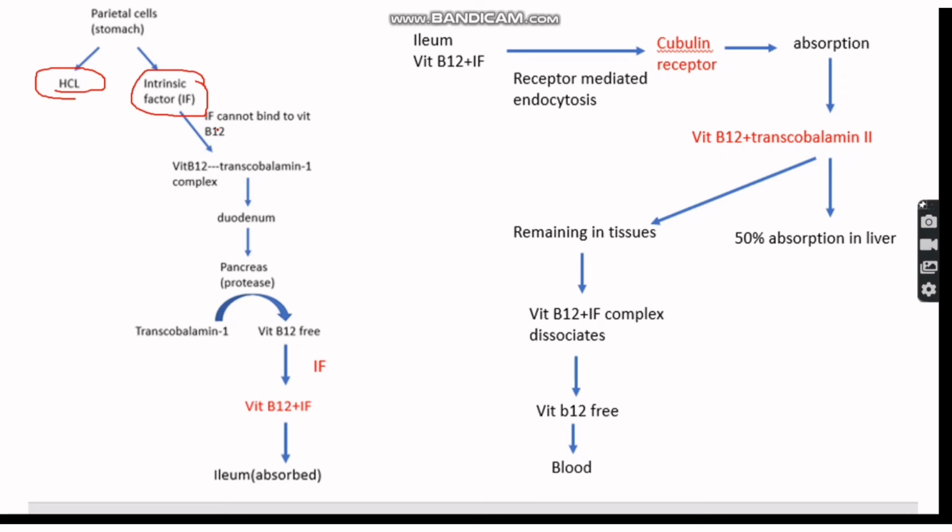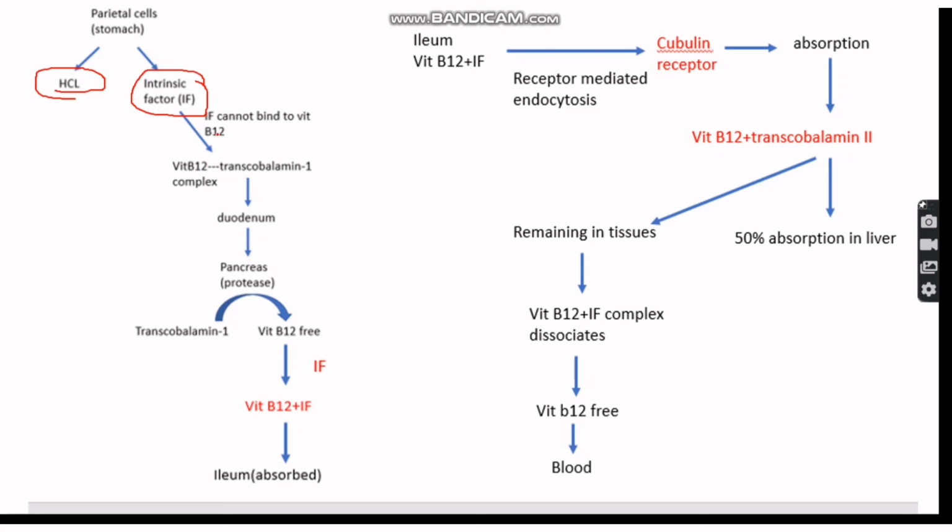So IF in the stomach cannot bind to vitamin B12. Why? Because vitamin B12 is already bound to this carrier protein. So with this complex, IF will also enter the duodenum. Both IF and the vitamin B12 and transcobalamin 1 complex will enter the duodenum. So what happens in the duodenum?